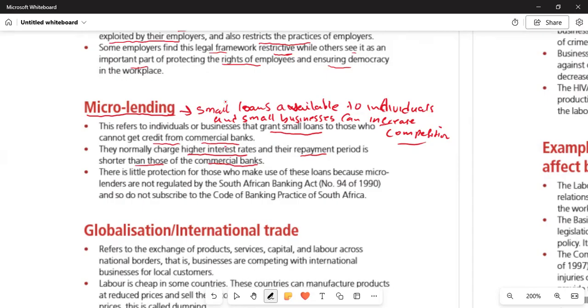So that is another challenge, because their interest rate is high and their repayment period is also short. There is little protection for those who make use of these loans, because micro lenders are not regulated by the South African Banks Act, and do not subscribe to the Code of Banking Practice of South Africa. So that is that. Now we come to globalization and international trade.